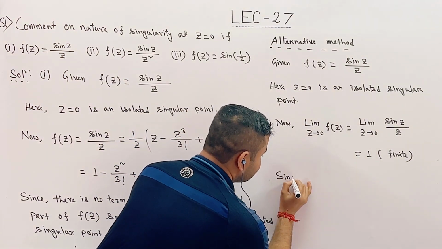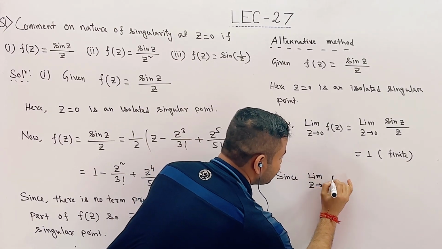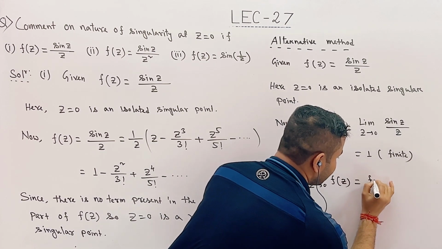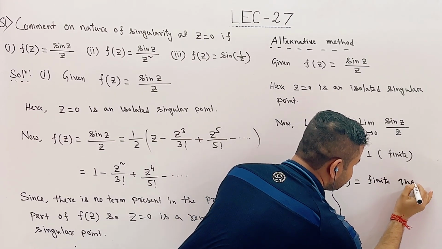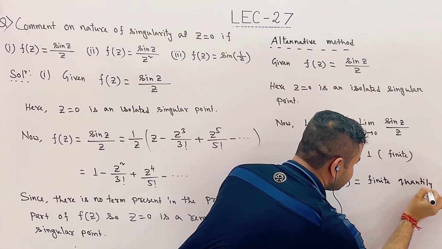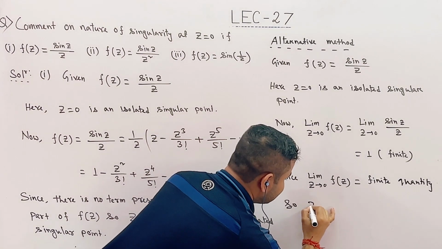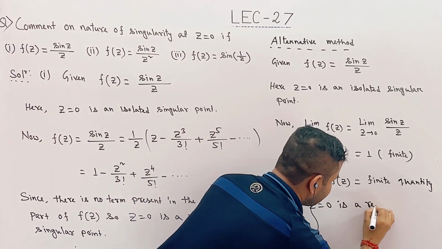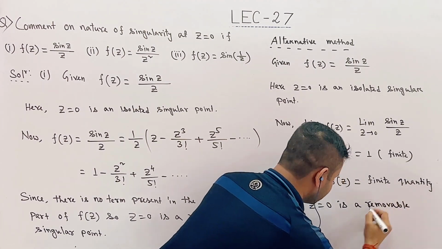Now, let me write these points. Since limit z tends to 0 f of z is a finite quantity, so z equal to 0 is a removable singular point.